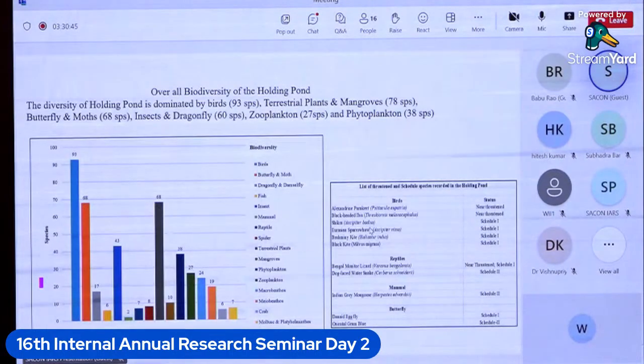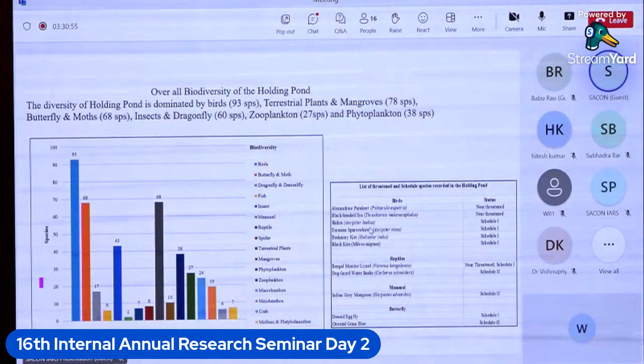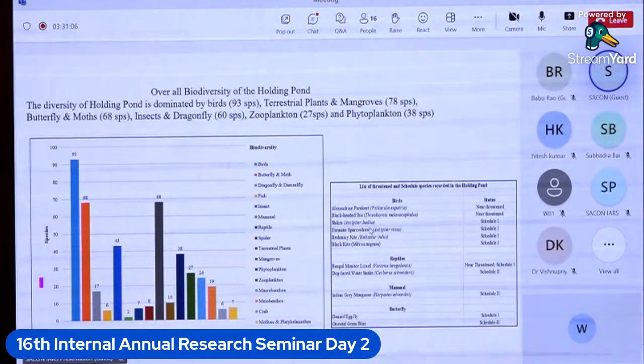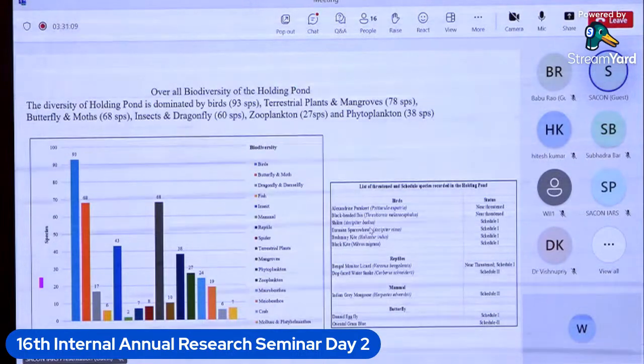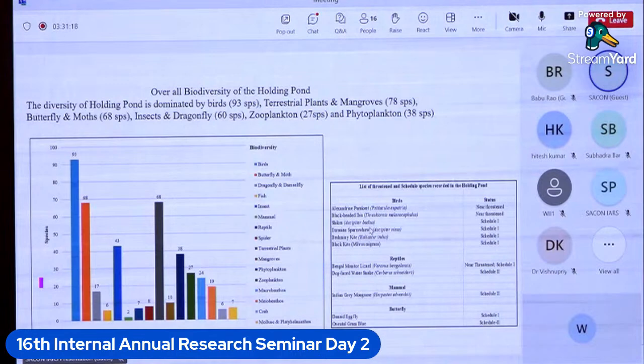The other diversity that we studied comprised bird species, where we recorded 93 species of birds, of which 30 were water birds, and also insects and mammal species. Some of the threatened or scheduled species that we have recorded include near threatened species like the Alexandrine parakeet, the black-headed ibis, the Bengal monitor lizard, as well as Schedule 1 and Schedule 2 species. So, the holding pond does provide an ecosystem. It is a man-made pond. It is not actually an existing wetland.